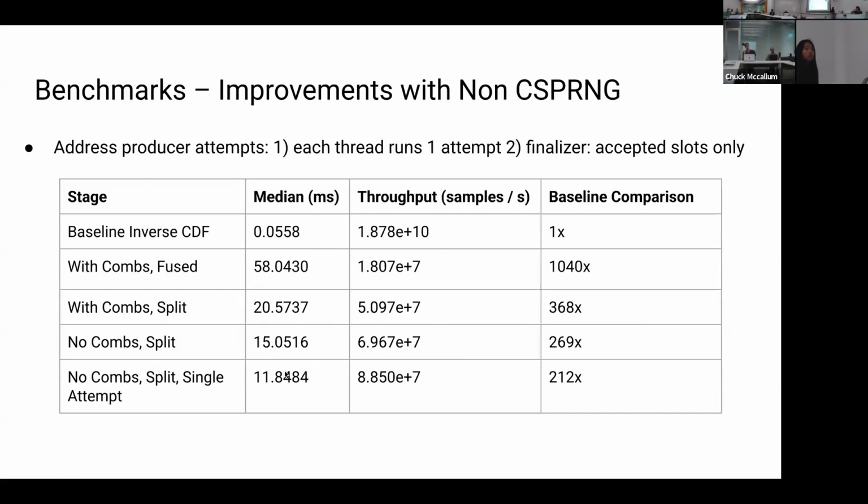Can you say what single attempt is again? Single attempt is the producer attempt that I mentioned. That's when each thread runs one attempt, and it only marks whether that attempt was accepted or rejected, and then a finalizer takes just the accepted ones. Yeah.